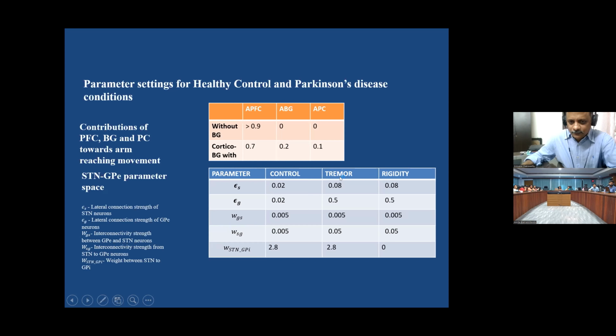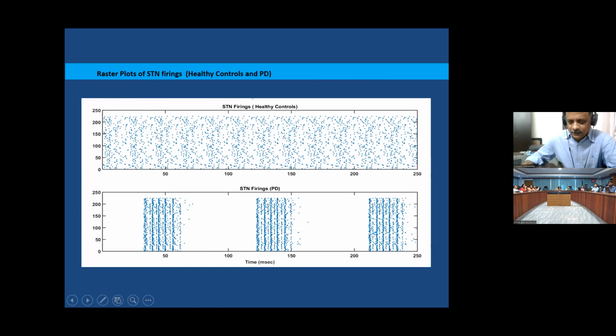And also within PD you can have a rigidity dominant type and a tremor dominant type. So in the model we found that these are the parameters you have to use to produce tremor, and these are the parameters you have to use to produce rigidity. And this work is done by Sandeep and others in the lab.